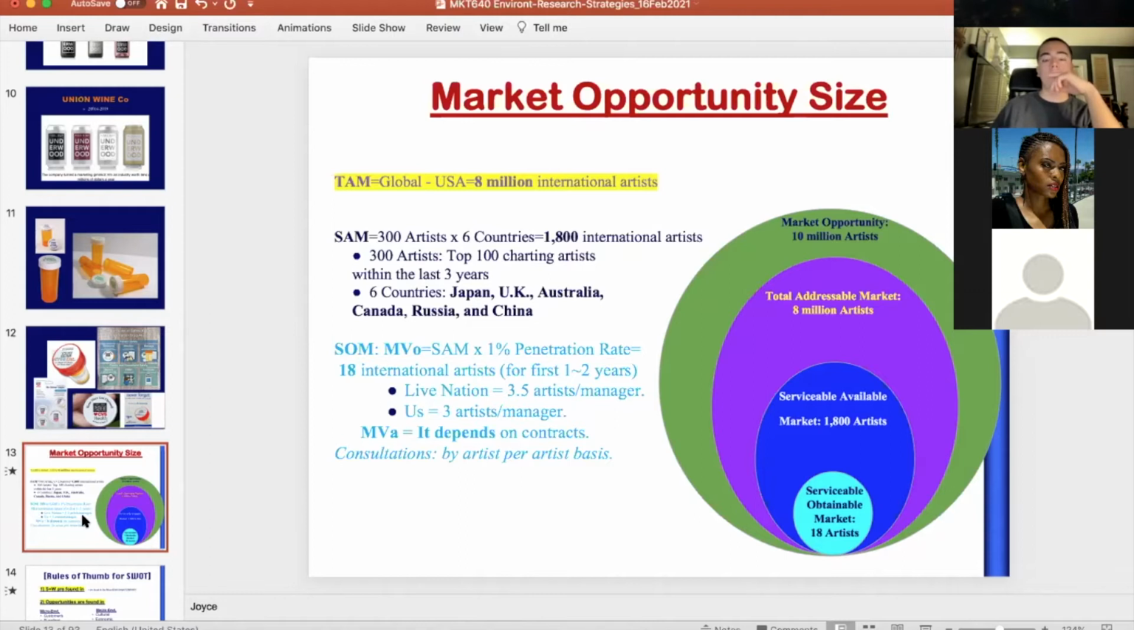Then the SOM, that's the one that is more difficult, because there's one element that I hope at least one person per group understands right now, and eventually everybody will understand, because there is a percentage that you have to identify or argue for. So it's your SOM multiplied by the percentage of penetration. The percentage of penetration is your estimation of how much you think your client can garner the first year.